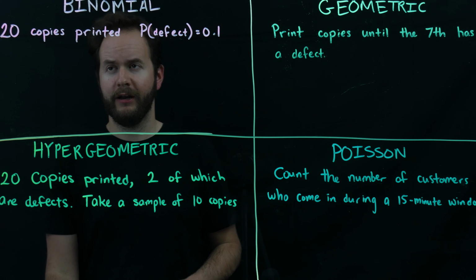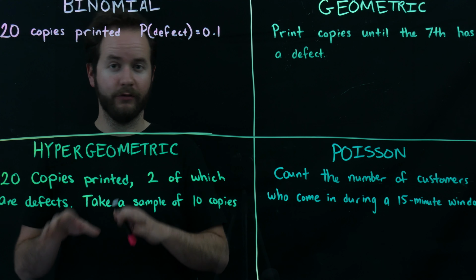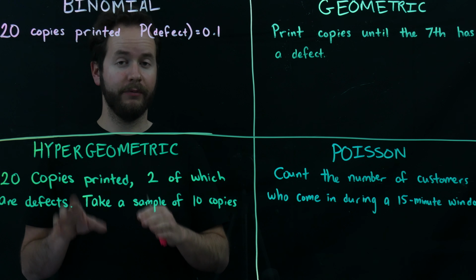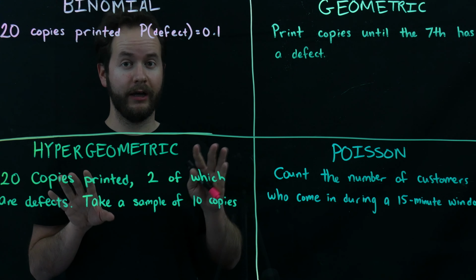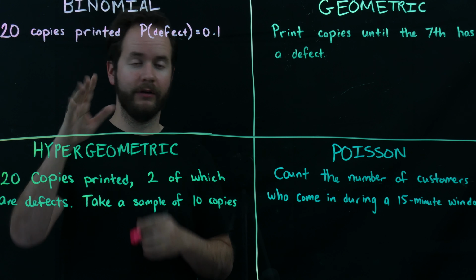Actually, one last thing. Before we start talking about any of these, I don't want to get into the nitty-gritty details like numbers or means or variances or probabilities. I want to try and keep things as simple as possible and merely talk about the structure behind these discrete random variables. So starting with the binomial, I want to point out that there's 20 copies printed. What do I mean by that?